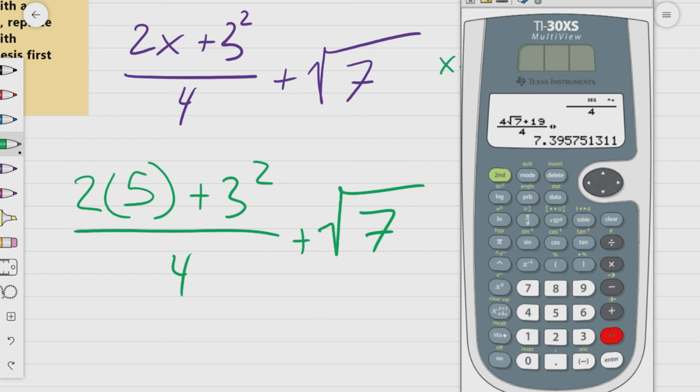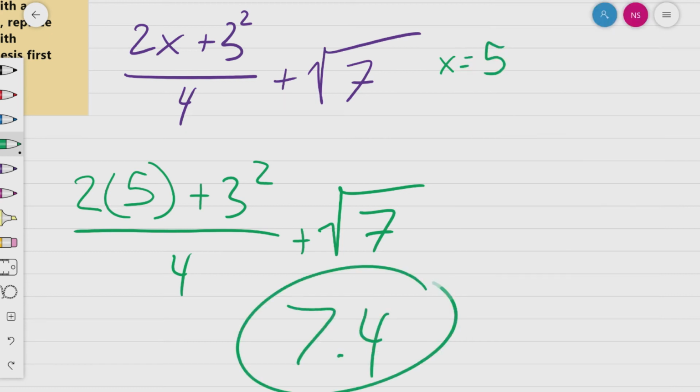You click on it to get the raw number, and what we see is 7.39575, whatever. You just round maybe to the nearest tenth or the hundredths, whatever the question tells you to round. In this case, let's say we round to the nearest tenth. What we get is 7.4. So 7.4 is my final answer. Pretty cool.